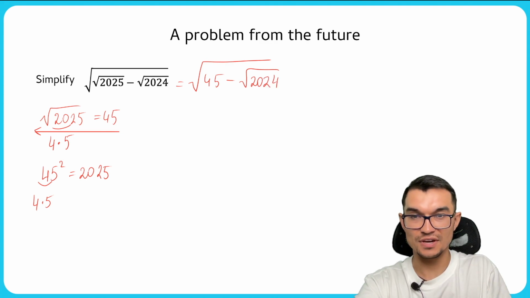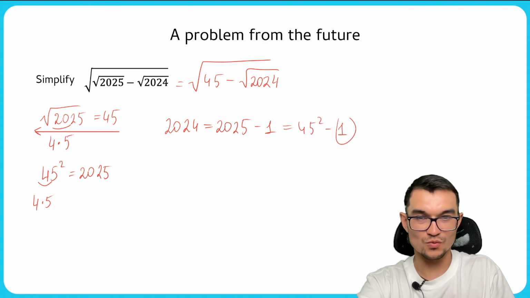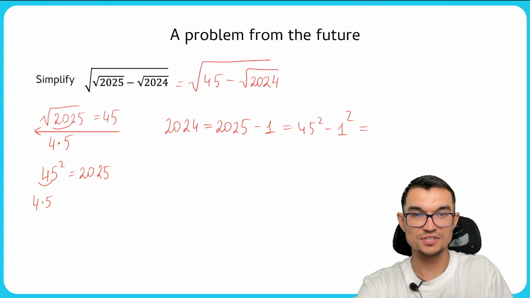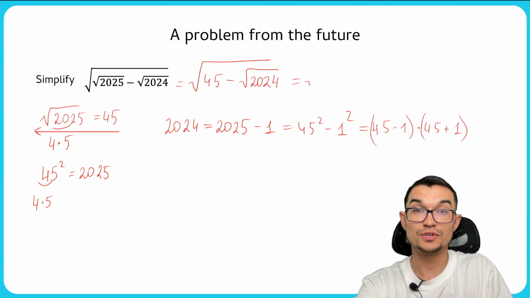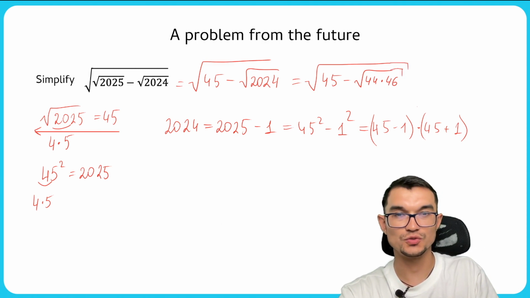And now we need to factorize 2024. And to do that, let's represent 2024 as 2025 minus 1, which is 45 squared minus 1. So 1 is 1 squared. So we can just use the difference of squares formula, which gives us 45 minus 1 times 45 plus 1. So now the square root of 2024 is just the square root of 44 times 46. It's pretty obvious that this is 2 times the square root of 22 times 23.